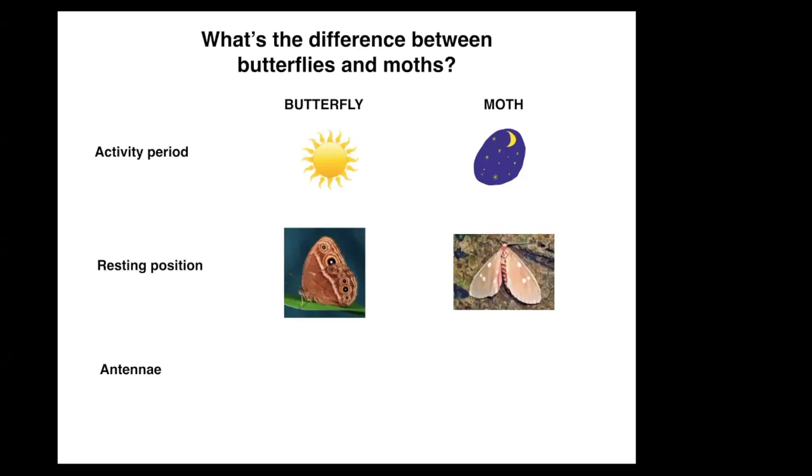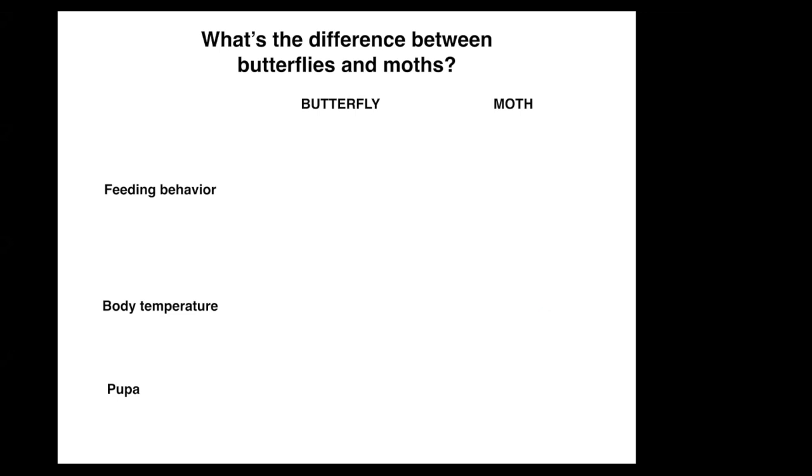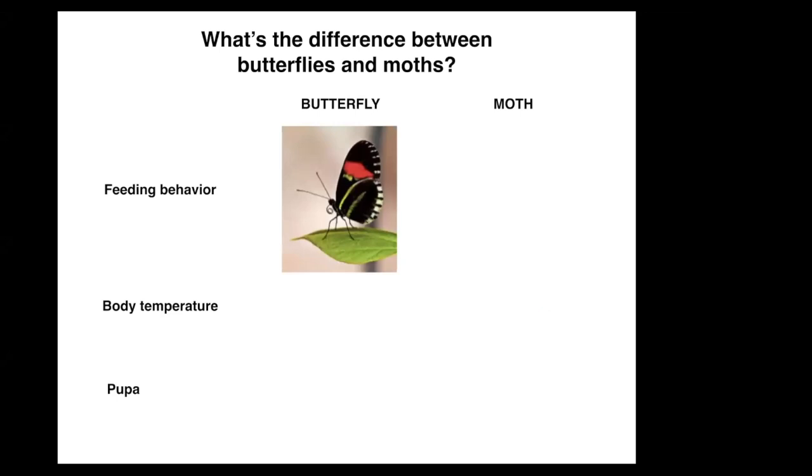The antennae. The butterfly has usually these clubs at the end of their antennae, as opposed to the moths that have a feathery antenna. And the feeding behavior: the adult butterfly has this proboscis, which is curled up under its head, and will let it out so that it can suck nectar, as opposed to the moth, where there's no proboscis, and it survives as an adult on the fat that was stored during the larval or the caterpillar stage.